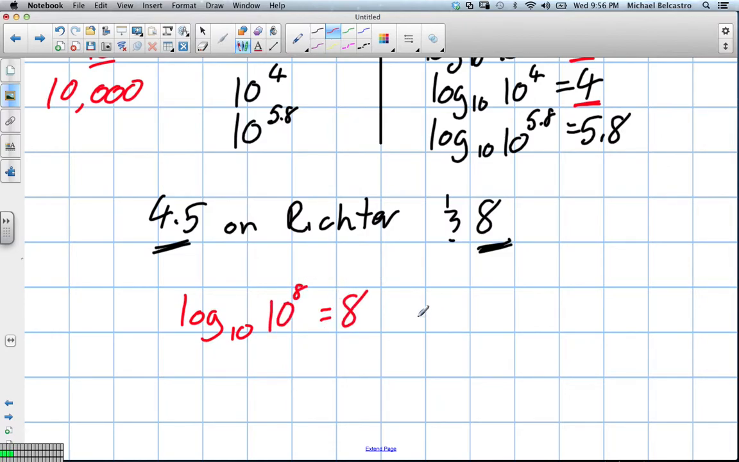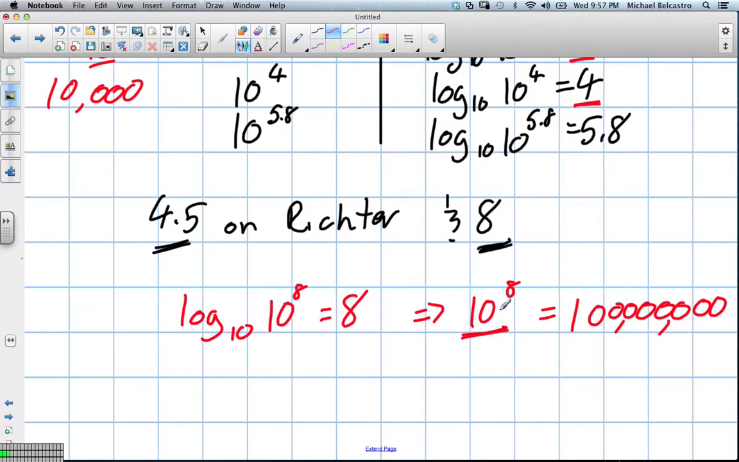Okay? Well, its equivalent or exponential form is 10 to the power of 8, which is equal to 1, 2, 3, 4, 5, 6, 7, 8 zeros. So you're talking about 100 million. Okay? Pretty large number. So that's how we put it in our exponential form.